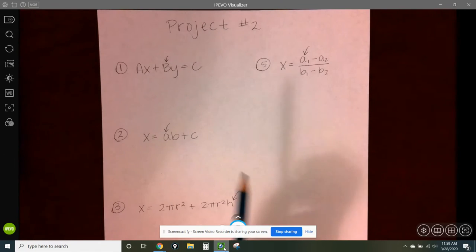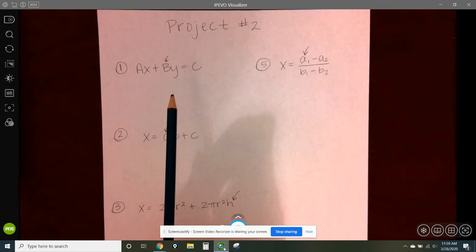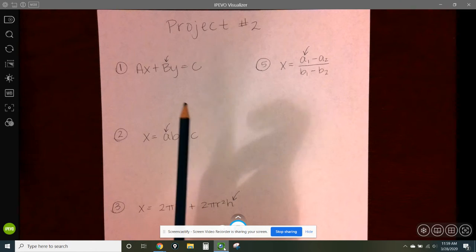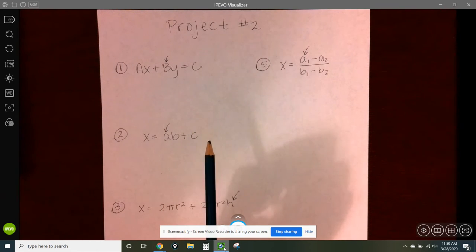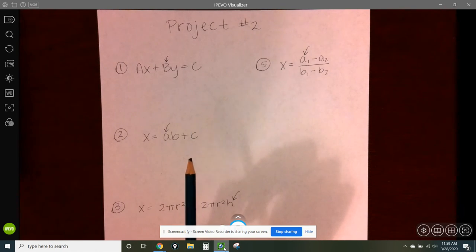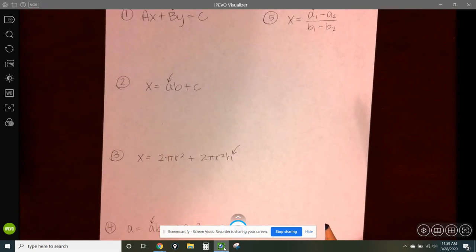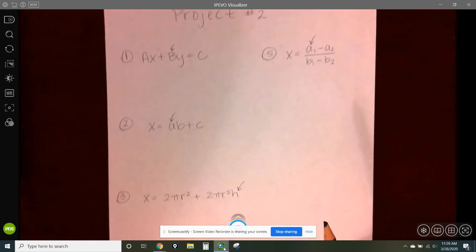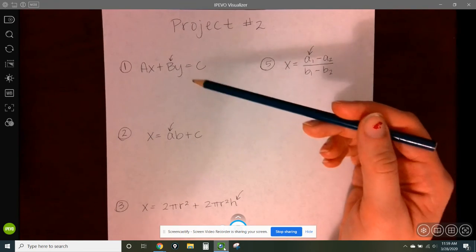Hi guys. So you're about to start the second part of your project. It's similar to the first part. You're still solving these literal equations, but now they're just going to be a little bit tougher. So I created some that are similar to the ones you're going to see on this project, and I'm going to walk you through them.